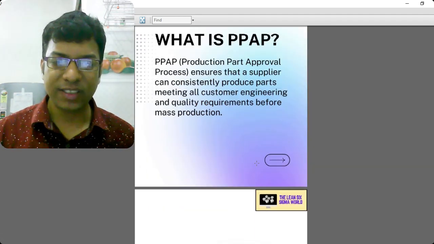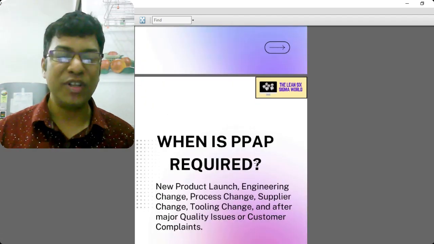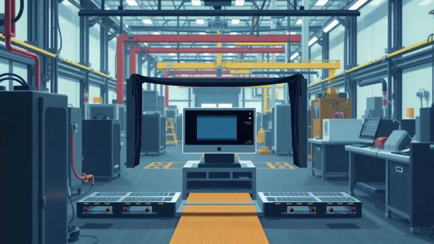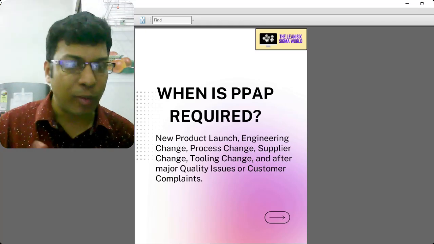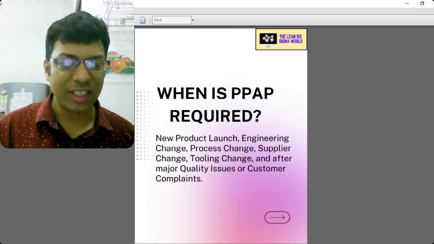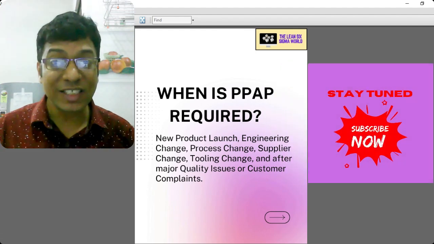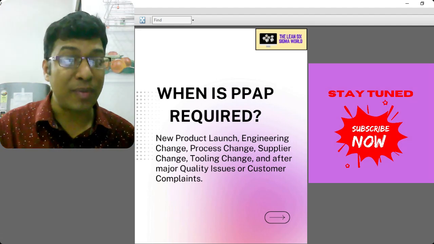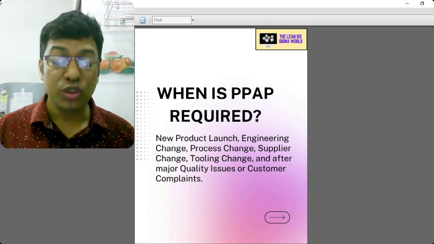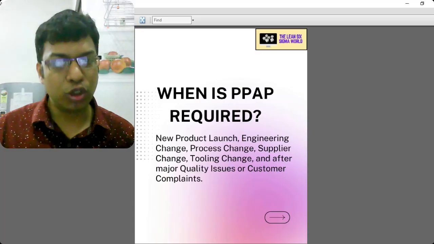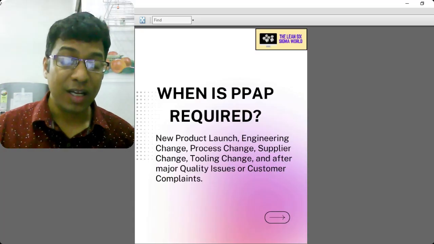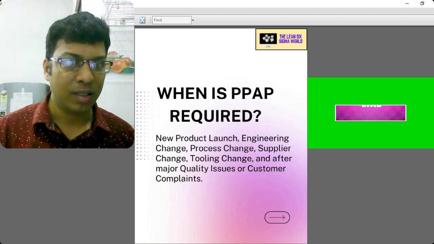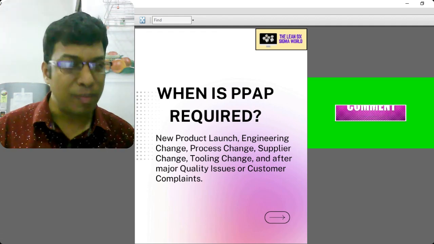Now, we need to understand when PPAP is required, what are the cases for which PPAP is required? Whenever there is some new product launch, PPAP is required. Whenever there is some engineering change, PPAP is required. Whenever there is some process change, PPAP is required. Whenever there is supplier change, PPAP is required. Whenever you change the source of the material, then also PPAP is required. Earlier you were buying the material from Jharkhand, now you are buying the material from Madhya Pradesh. You require PPAP. Okay, whenever there is some tooling change, PPAP is required.